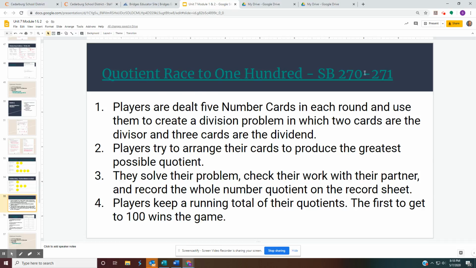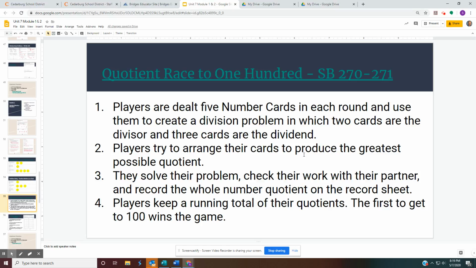You'll need your student books, pages 270, 271. So what I want you to do is players are dealt 5 number cards in each round and use them to create division problems in which 2 cards are the divisor and 3 cards are the dividend. Players try to arrange their cards to produce the greatest possible quotient. They solve their problems, check their work with their partners, and then you keep going until the total quotients equal 100.